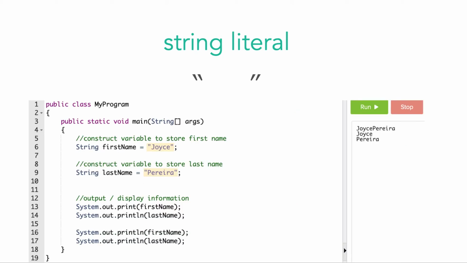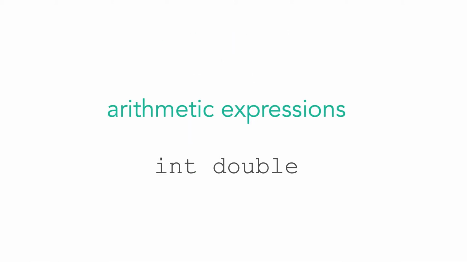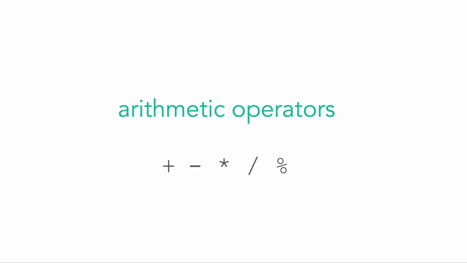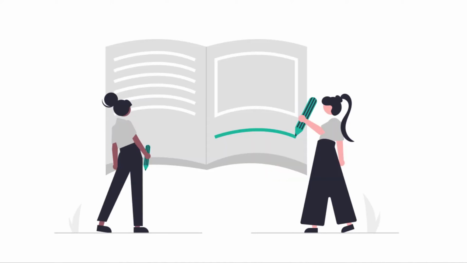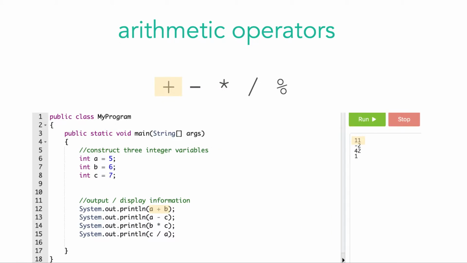You might remember working with string literals in our first lesson. Arithmetic expressions include expressions of type int and double. The arithmetic operators consist of addition, subtraction, multiplication, division, and modulus. They work similarly to what you would expect in a math setting.